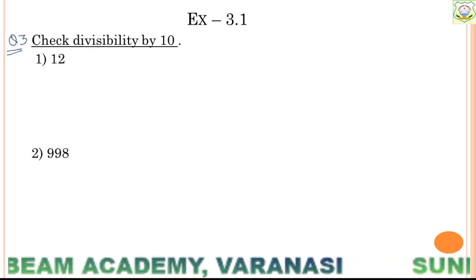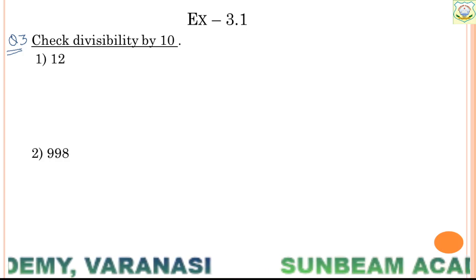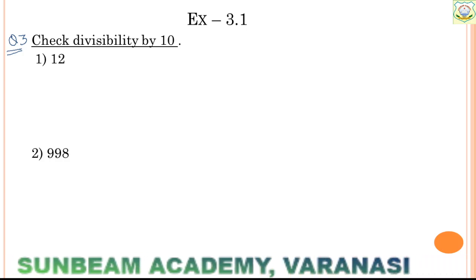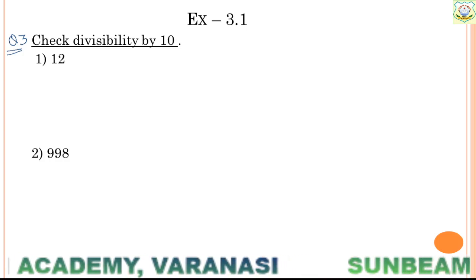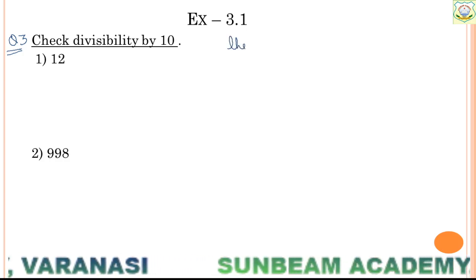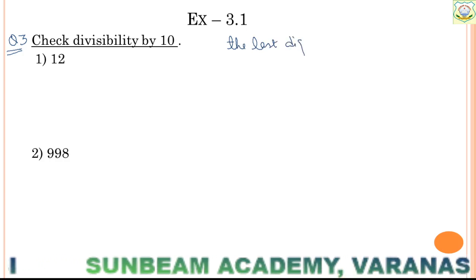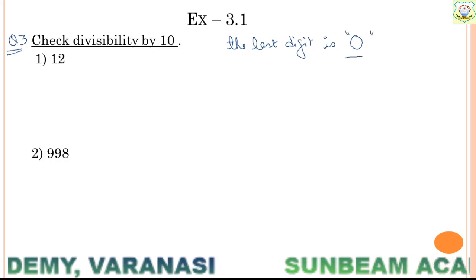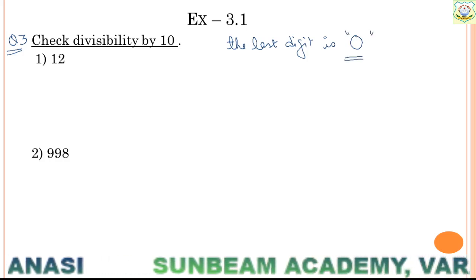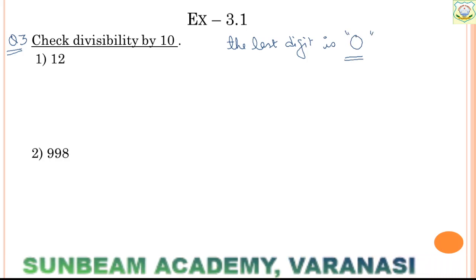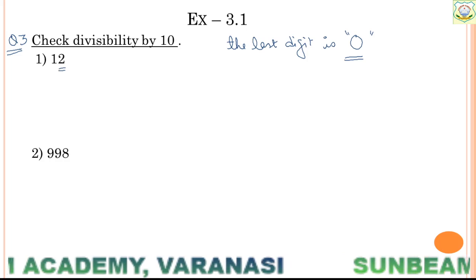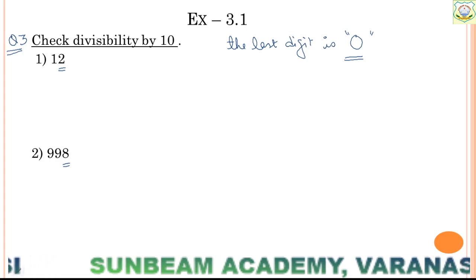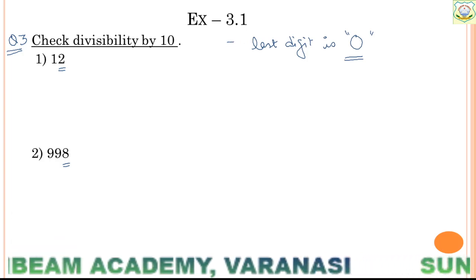So now the first question is: check divisibility by 10. The number is 12. Now what is the rule of 10? A number is divisible by 10 if the last digit is what? Last digit will be 0. If the last place is 0, then only our number is divisible by 10. So we just have to simply see whether the last digit is 0 or not. If there is no 0, that means it is not divisible. So now you can write it. Start writing, students.